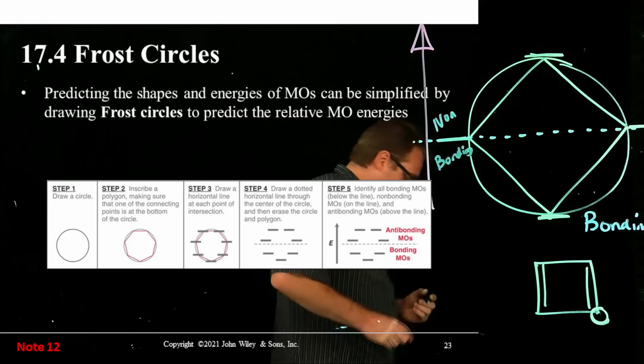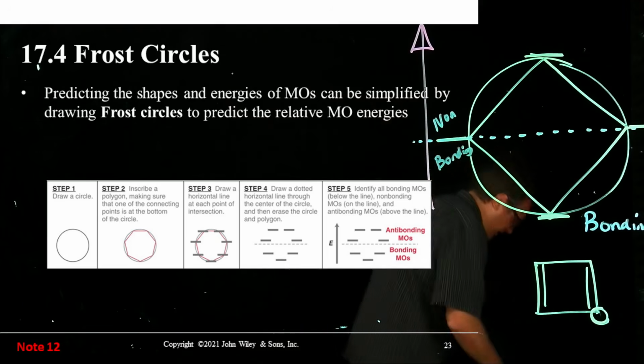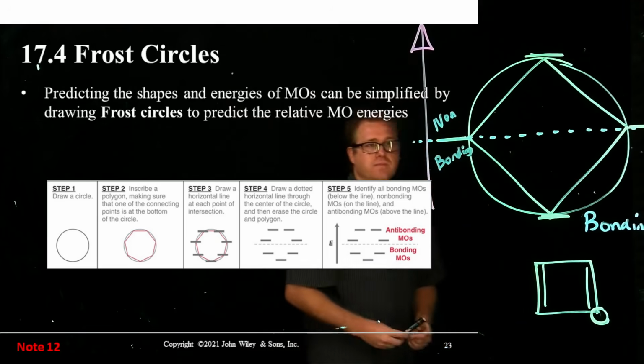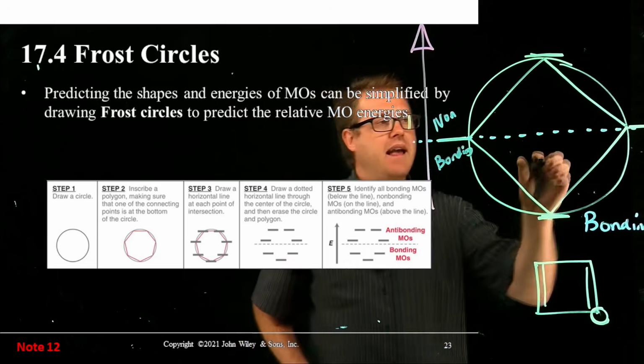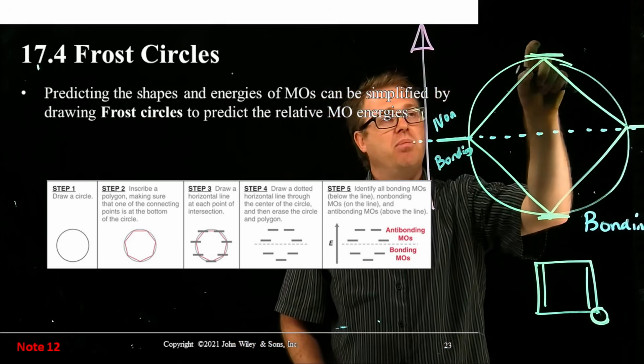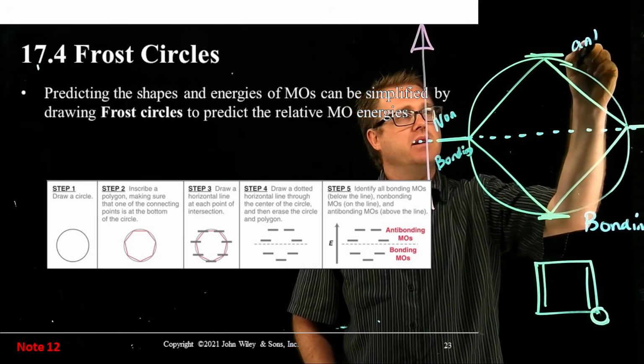I don't like this pen. Let's get a different one. And then all orbitals above are going to be anti-bonding.